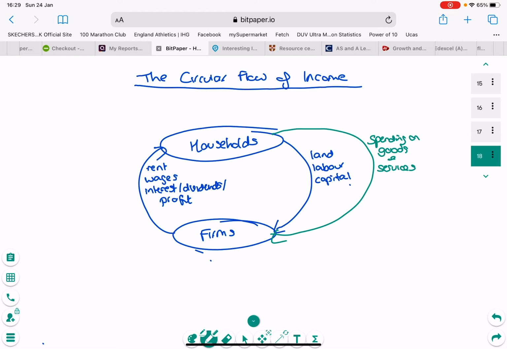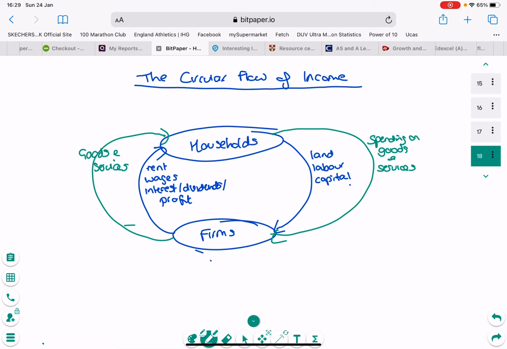So money goes from firms to households, and then money goes from households to firms when households buy the goods and services. And then we have the flow of goods and services from firms to households. And you keep having the money flowing around the circular flow, from households to firms and back again.